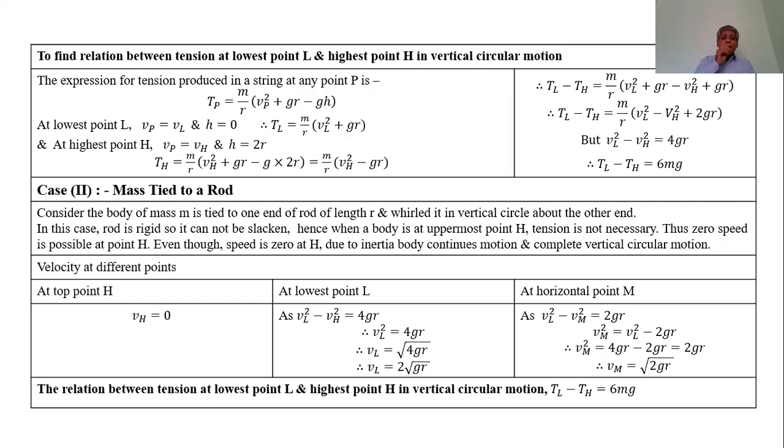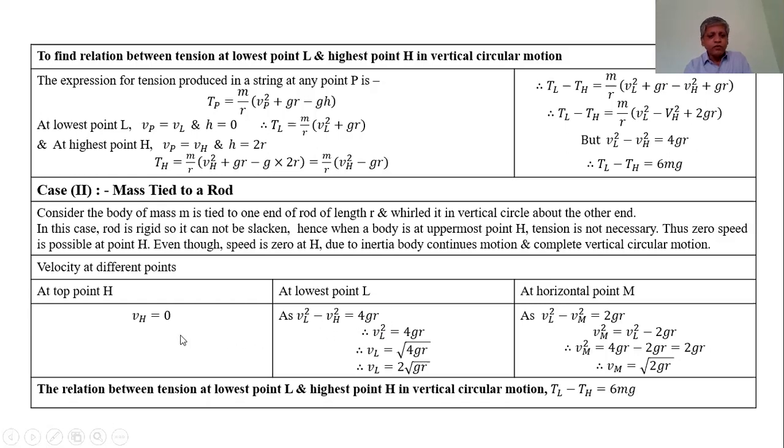So, the condition for that purpose is that the speed at the highest point becomes 0. Speed at the highest point must be 0. That is the minimum speed required at the highest point when a point mass is tied to a rigid rod. So the velocity at the lowest position can be found out by using these expressions. We know that VL square minus VH square is equal to 4 times GR.